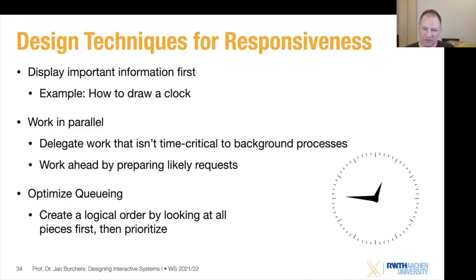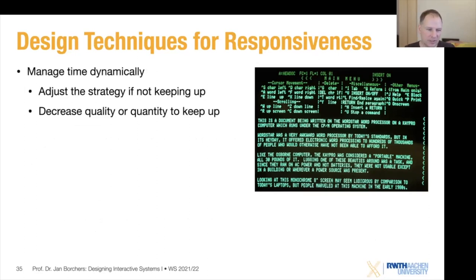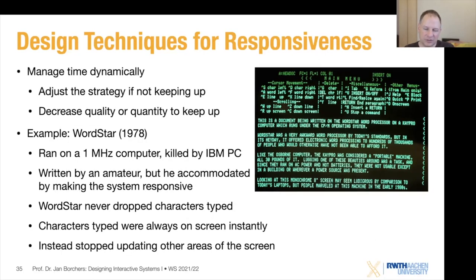So if you've got more than one task to do, look at all of them, prioritize them, and make sure that you're always working on the most important things. For example, you can manage time depending on how much time you have. So this is an example taken from WordStar. WordStar was a word editor developed in the 70s. It ran on a 1 megahertz computer and it went away when the IBM PC came out and Word came out and so on.